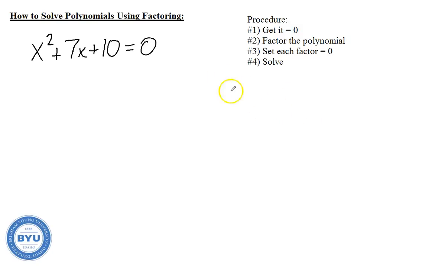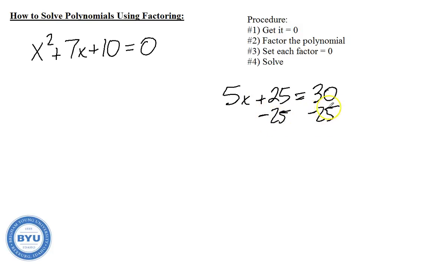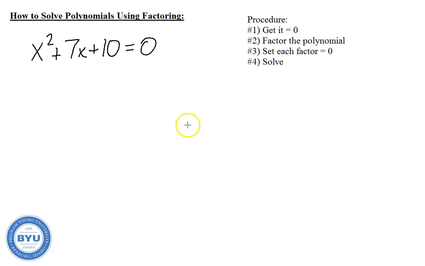Now we've done this before with problems that look like this, 5x plus 25 equals 30. And it's very easy because we can get the x by itself. We minus the 25, and when we do that, we get 5x equals 5, and then we divide by 5 to get x equals 1. The problem is that there's two x's, an x squared and an x. And so it's really the only way to get these x's by themselves is by using factoring. So we'll have to factor the polynomial.